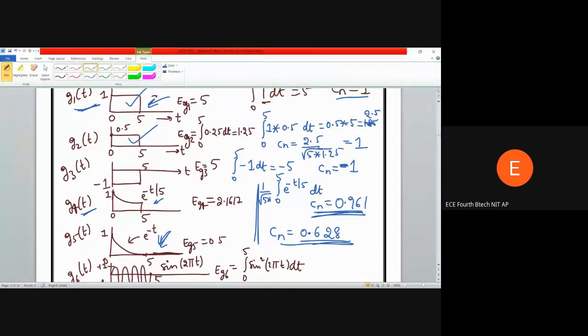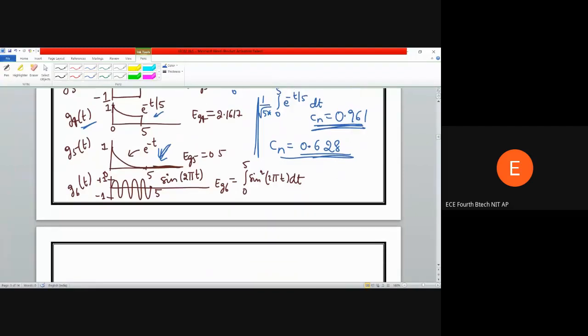Now the most important thing is this last one. If I calculate the correlation coefficient for this, I am calculating the numerator integration, the integral from 0 to 5 of sine 2 pi t dt, with 5 kept outside. So sine 2 pi t dt between 0 to 5, if I try to do it.